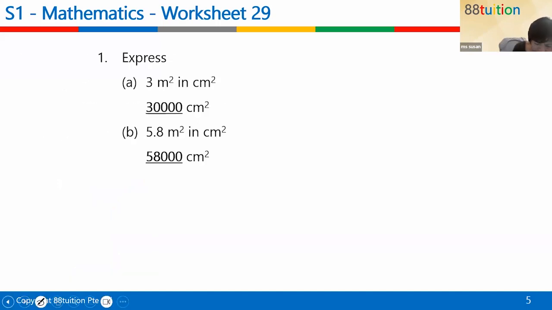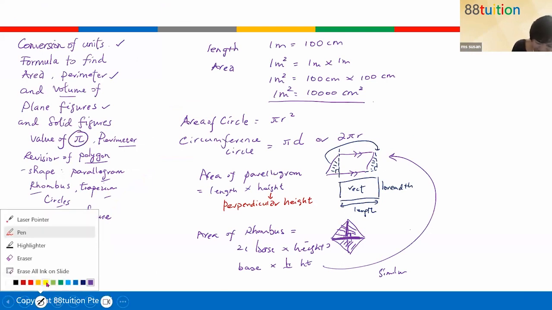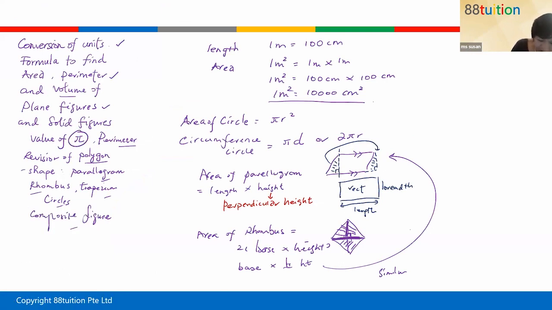Okay, before I forget, there is one point I want to talk about: pi. This is important because I don't want you to use the wrong pi. Now, pi comes in a few values here. It can be 22/7. It can be 3.142. For set 1 onwards, you use 3.142. Okay?